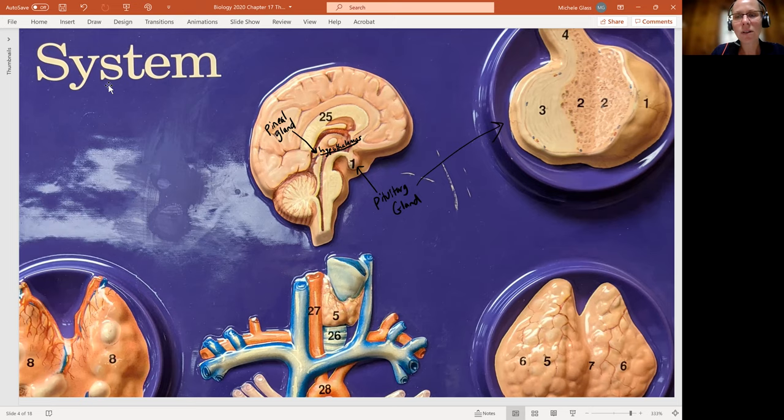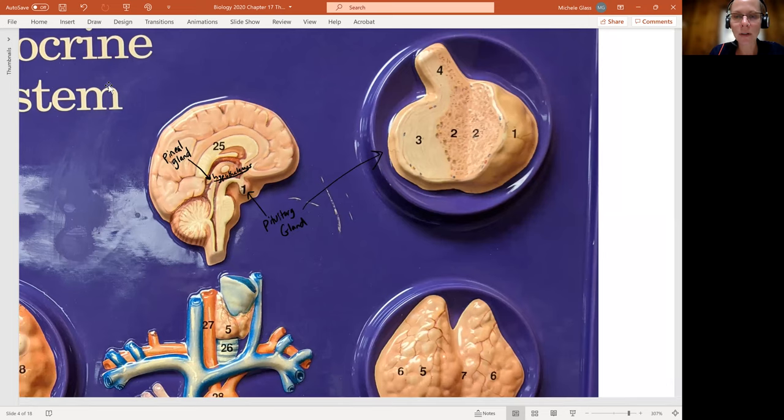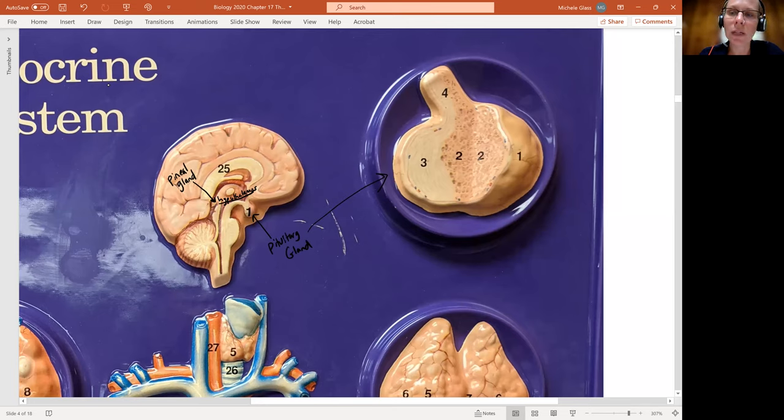If we take a look at the pituitary gland in a little bit more detail, at the front we have a lobe called the anterior lobe, or we can refer to that as the adenohypophysis. At the back, we have what's described as the posterior lobe, or we can call that the neurohypophysis. In the in-between zone, we have what's called the pars intermedia. We'll see that these different regions of the pituitary gland will be producing different hormones.